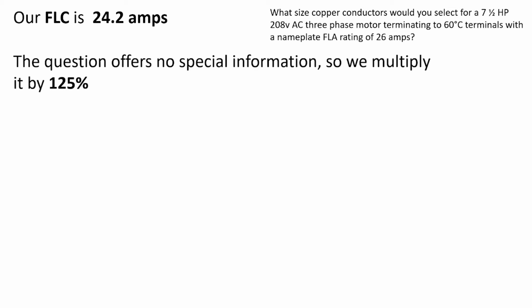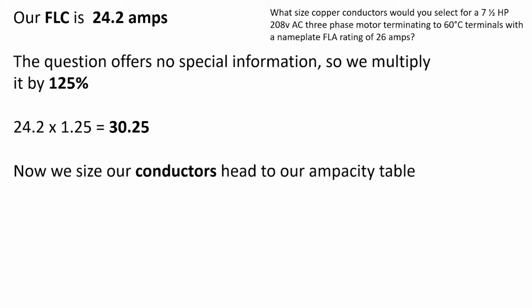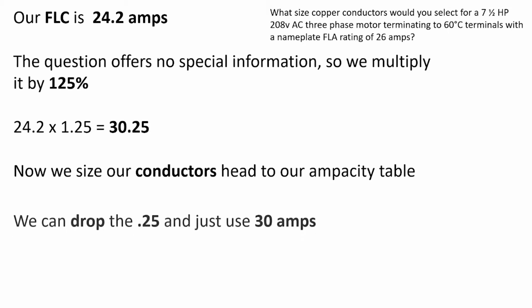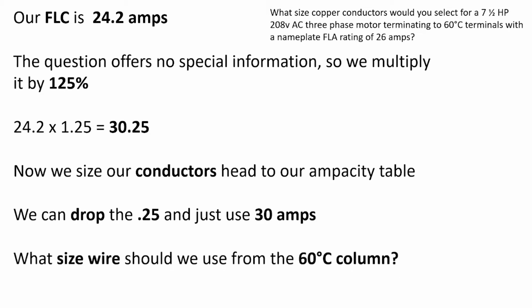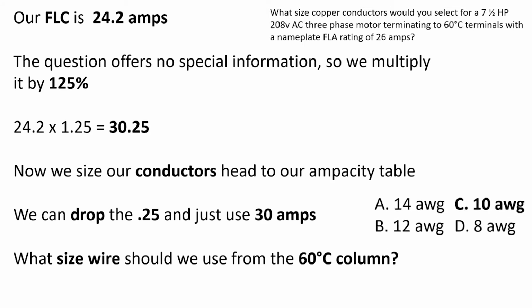The question offers no special information, so we just multiply it by 125%. So we take 24.2 and multiply it by 1.25 and we get 30.25. Now we size our conductors and head to our ampacity table. We can drop the 0.25 and just use 30 amps. So what wire size should we use from the 60 degree C column? You head to 310.15(B)(16). You head to your 60 degree column. What wire should we use? We're going to use 10 gauge wire.